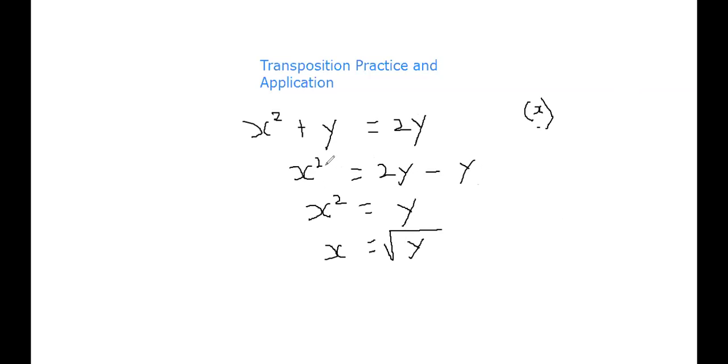Good. And now we are left with x squared on this side. So we don't need x squared as the subject, we need x. So we take over the power. When we take over a square, it becomes square root on the other side. So what we are left with now is x. So x is therefore equal to the square root of y. All right?